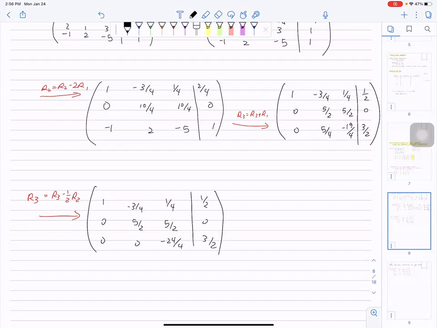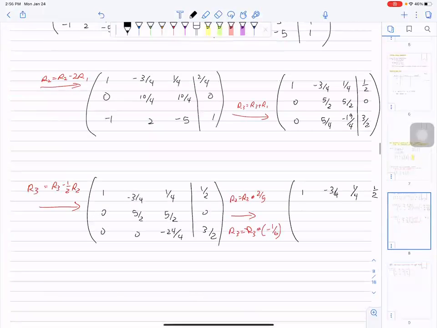Okay, to make things easier for ourselves, I don't want to deal with fractions, so I multiplied the second row by 2/5, and also the third row, R3, by -6, just so that I don't have as many weird fractions to deal with. Oh, sorry. 0, 1, 1, 0, 0, 0, 1, -1/4.